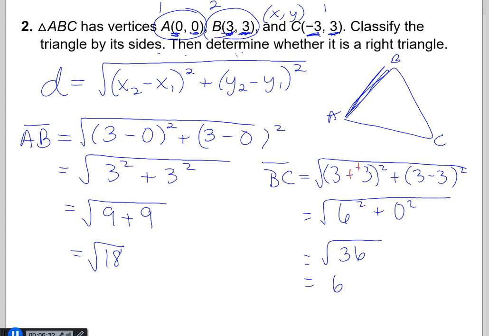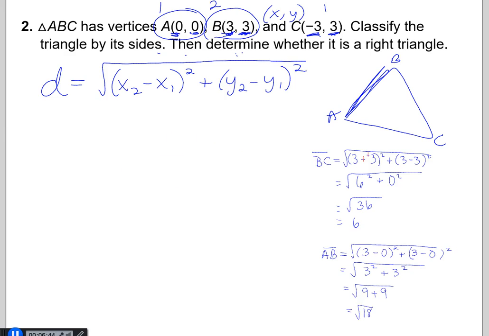So we know we have one side length that's the square root of 18 and one that is 6. And now we need to find our last one. So we're going to use point A and point C. Okay, so now we shrunk those and moved them over so we had a little bit more space to work. And we need to use AC. So I'm going to rewrite. A is 0, 0, and C is negative 3, 3.